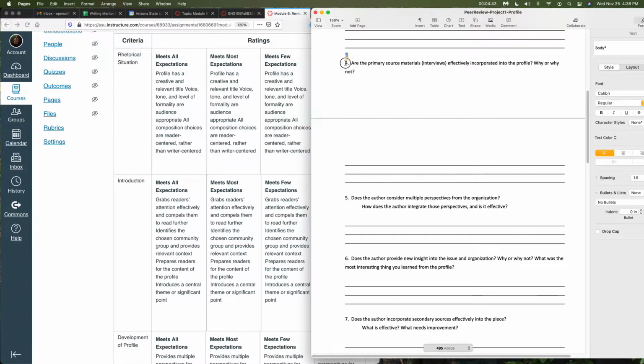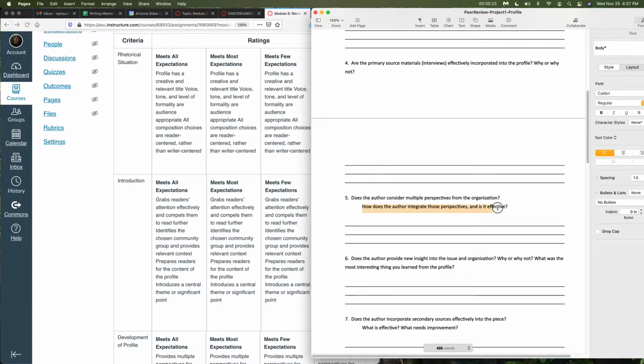Four, are the primary source materials, interviews, effectively incorporated into the profile? Why or why not? Effective incorporation usually means proximity, in my opinion. Like if you make a claim about the group, is there some evidence, primary or secondary, that soon follows in support of that claim. Multiple perspectives, that means someone from within the organization, someone who has been helped by the organization, someone from an adjacent organization that works with the main organization of focus.